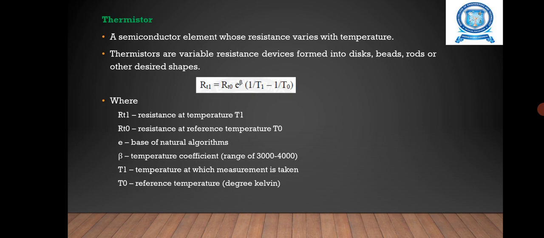Here we have the resistance Rt1 of the thermistor at temperature T1. It is determined by the equation Rt1 = Rt0 e^(beta (1/T1 - 1/T0)). Here Rt1 represents the resistance at temperature T1. Rt0 represents the resistance at reference temperature T0. e is the base of natural logarithms. Beta represents the temperature coefficient, and T1 represents the temperature at which the measurement is taken. T0 is the reference temperature.